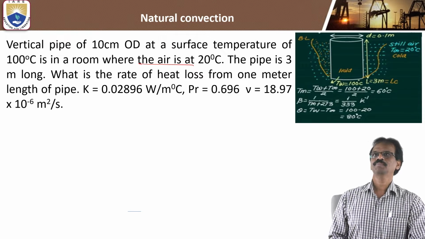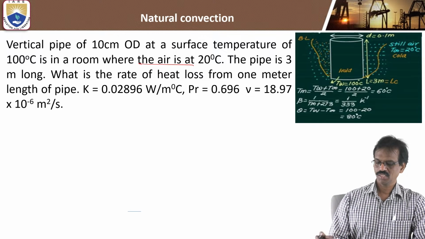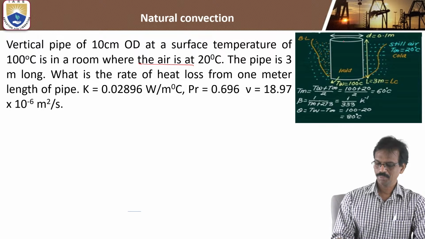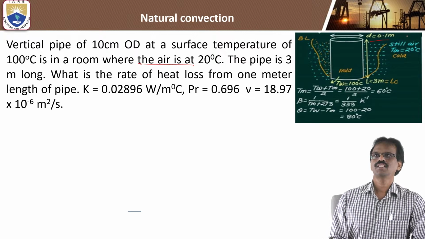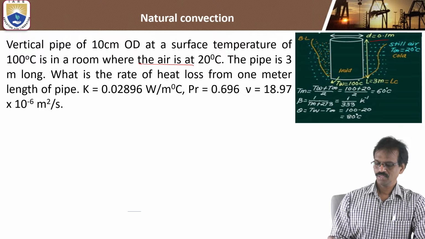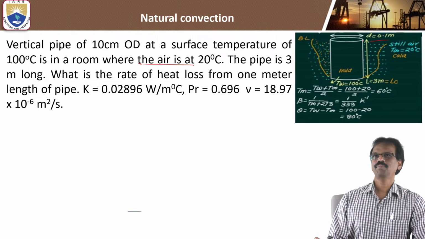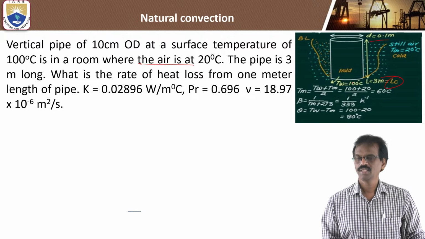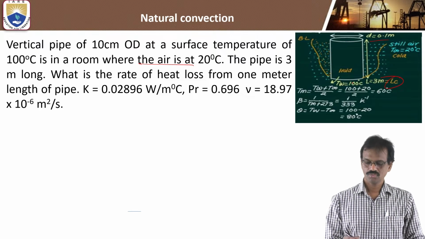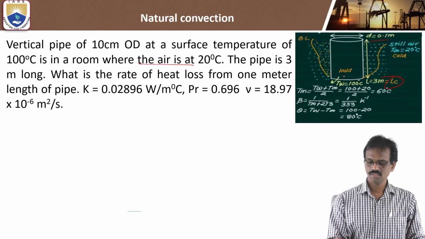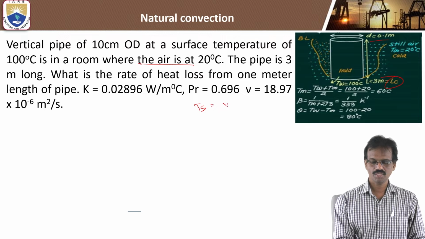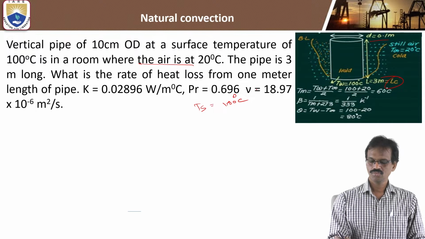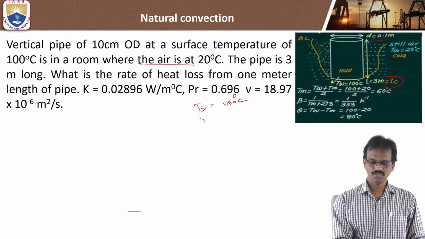So this is the diagram. The pipe is in vertical position. The diameter of the pipe is 10 centimeters, which is 0.1 meter. This is the height of the pipe, that is the length of the pipe, L is equal to 3 meters, which is the characteristic length. The solid surface temperature Ts is equal to 100 degrees Celsius. The ambient, surrounding temperature T infinity is equal to 20 degrees Celsius.